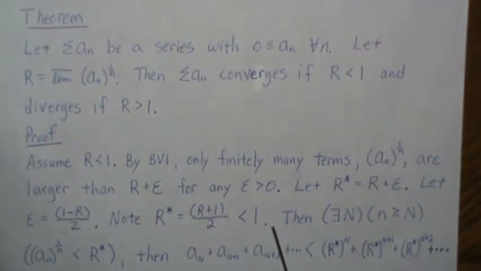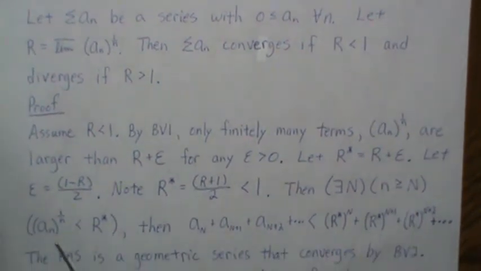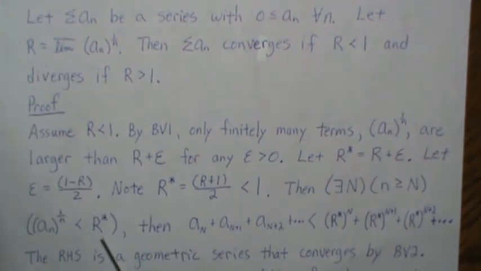Now, since there are only finitely many terms greater than R plus epsilon, there exists an N such that when n is greater than that capital N, every term is less than R star, right? Because there's only finitely many, at some point that is going to end, and that's the N we want to pick, and that makes every value in the series less than R star.